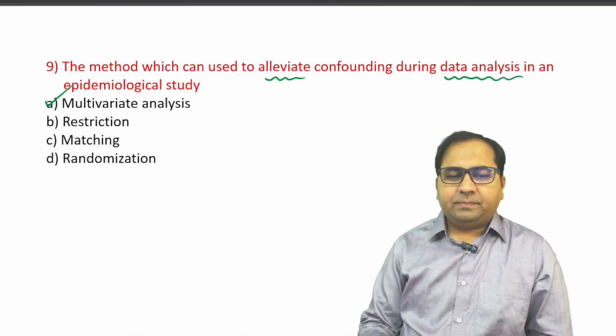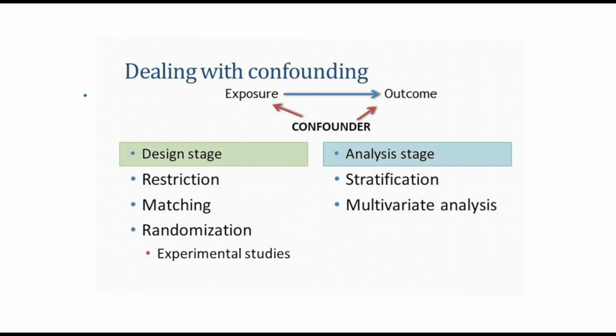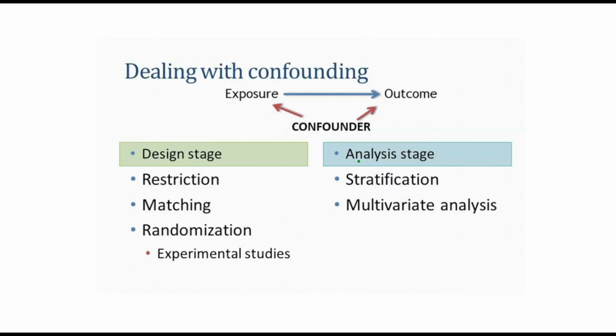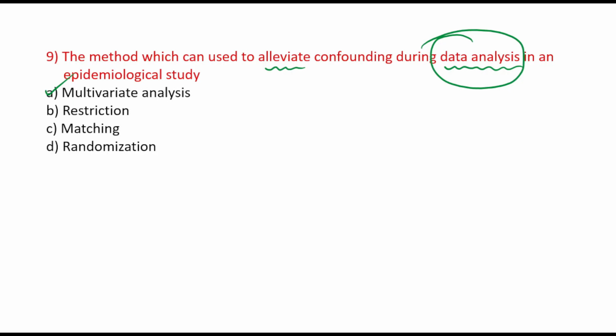Multivariate analysis. Now see the information given in this chart. They have asked regarding what was the method used to alleviate the confounding during data analysis. So this is the analysis stage, okay? In the analysis stage, you have either stratification or multivariate analysis. Two steps to deal with the confounding in the analysis stage. So in the options we had multivariate analysis, therefore we have taken this answer. Let us see the other options. Restriction was mentioned, matching was mentioned, and randomization was also mentioned.